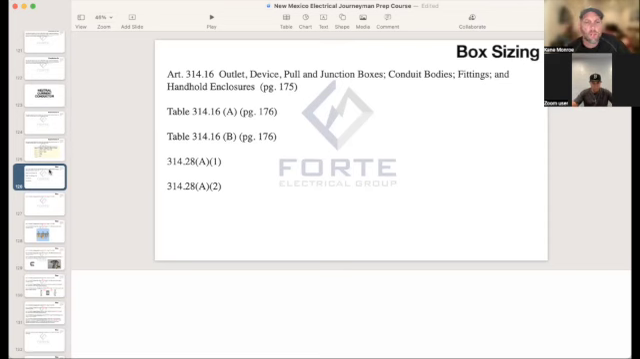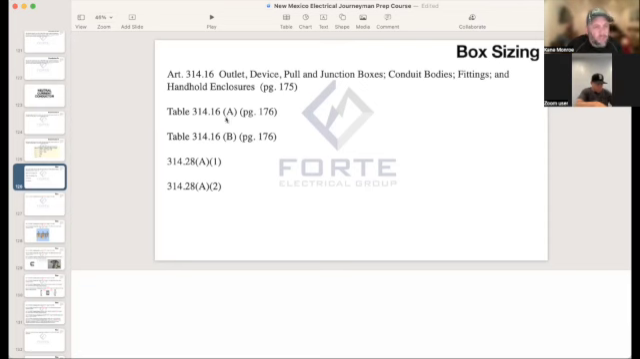You there? Yes, sir. All right, cool. So these are the tables. When you re-watch this, highlight your tables. These tables right in here. Actually, 314.16(A) is your box sizes. They'll give you like a 4 square deep or 4 square shallow, octagonal, whatever. That will give you your measurements on this.